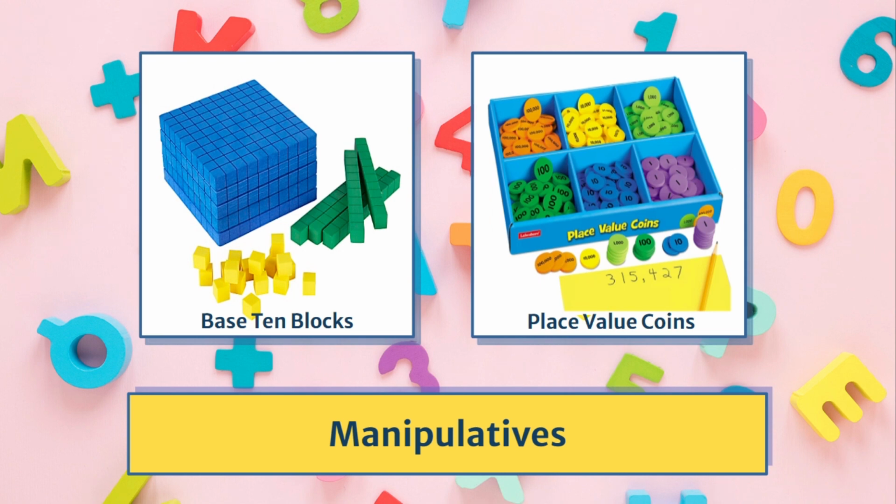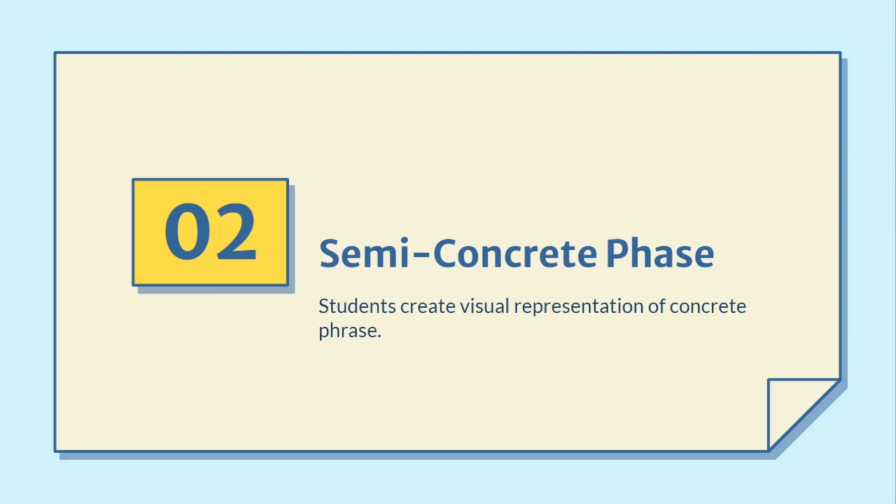A good example of a concrete experience is a manipulative, and place value charts have their own forms of manipulatives, such as base 10 blocks and place value coins. These are accessories that you can use alongside a place value chart or teach basically the same kind of functions as a place value chart.